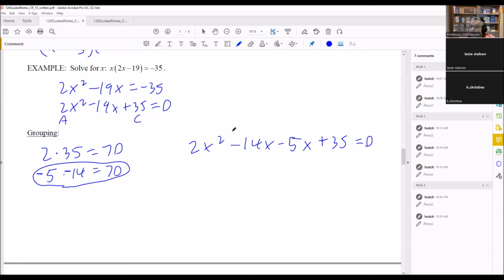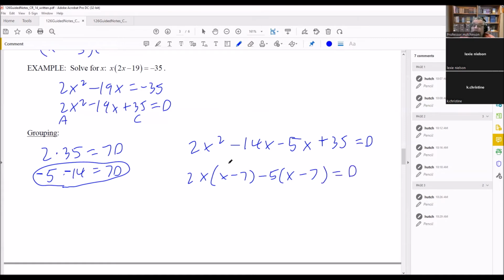Now I'm going to factor the first two and the second two. The first two, I can pull out a 2x, and I get x minus 7 here. This one, I'm going to pull out a minus 5. I can take that out of both of these. This will give me a positive x there. Negative 5x divided by negative 5 is just x. 35 divided by negative 5 is minus 7. It's a plus, but I'm taking out a minus. That's why this is a minus here now.